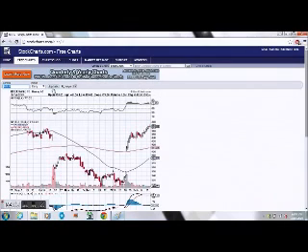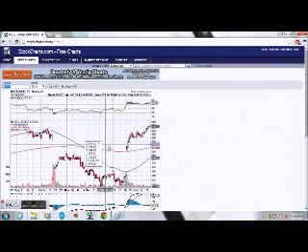So if we look right here, we've got two colors pretty much. We've got red and white. Red means that the stock was down on the day. White means that the stock was up on the day. The bottom part of the candle will tell us where the stock opened, and the top part of it will tell us where it closed.